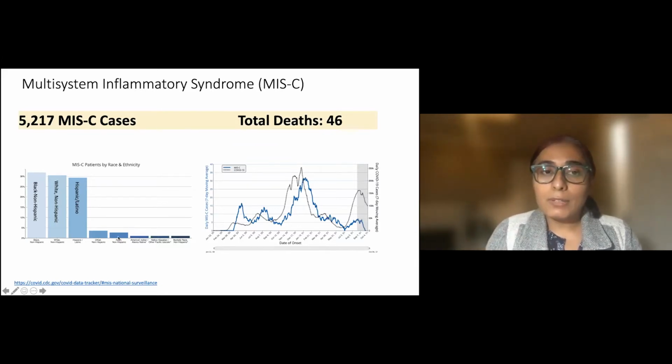And when we look at the racial and ethnic distribution of MIS-C cases, it's quite apparent that Black non-Hispanic children are more highly affected than other racial and ethnic minorities that we look at.